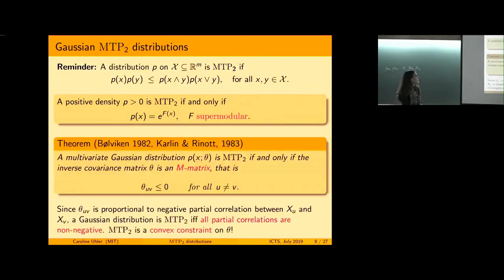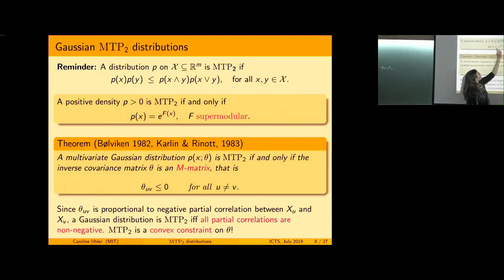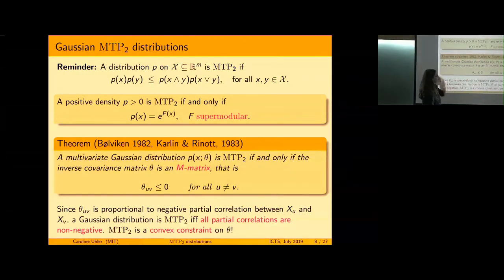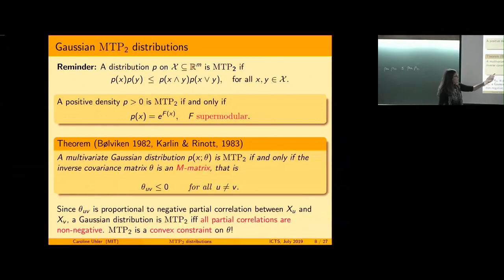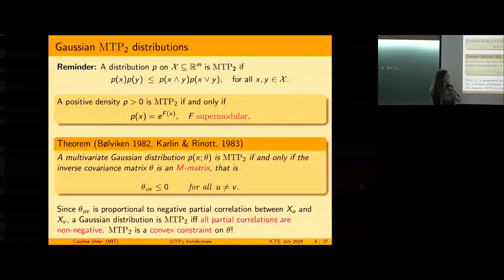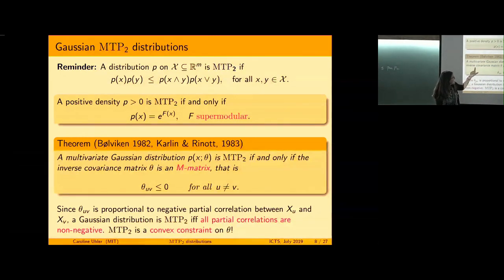And you can actually check for yourself, if you write down the Gaussian density function and you check when it actually satisfies this, you'll see that it satisfies MTP2 if and only if you look at the parameters of the Gaussian distribution, so the inverse covariance matrix, and you need that all of the off-diagonal elements of the inverse covariance matrix are smaller or equal to 0. Okay, that really just follows from writing down the definition of the density and checking when it is supermodular.